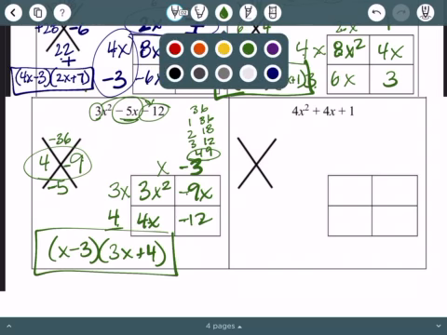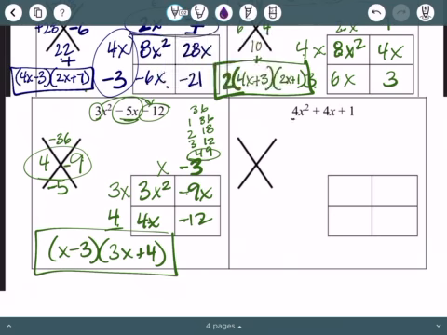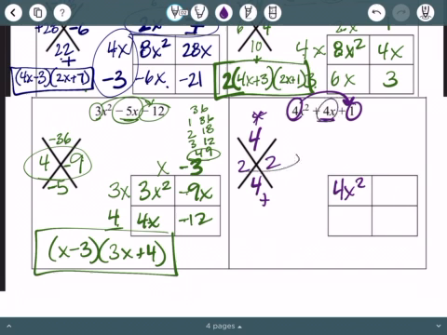And then our final example for today will be 4 times 1, which is 4. 4 is on the bottom here. Multiply to get 4 and add to get 4, that's 2 and 2. So I have 4x squared. I have my 4x's being split into 2x and 2x. And finally my positive 1 is here.